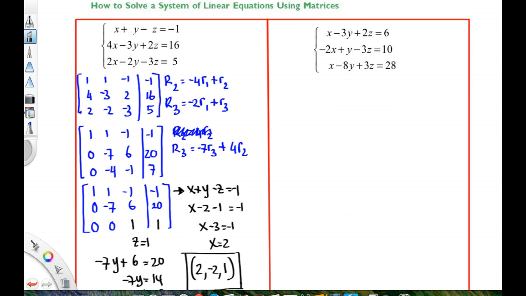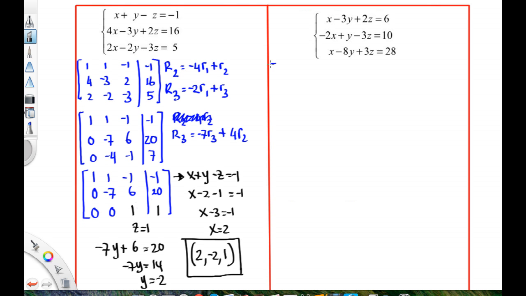So we're going to start by writing this in its augmented matrix form. So 1, negative 3, 2, and 6. Make sure these are all x, so yes, all the parts are represented. And then a 2, 1, and 1, and then negative 8, and then 3, and then 28. Okay, so let's see what happens.